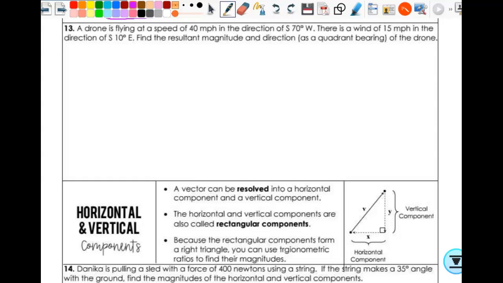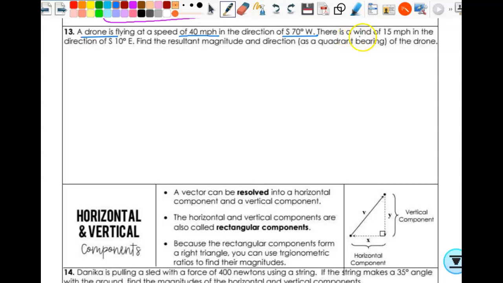A drone is flying at a speed of 40 miles per hour in the direction of south 70 degrees west. There is a wind of 15 miles per hour in the direction of south 10 degrees east. Okay, so find the resultant magnitude and direction as a quadrant bearing of the drone. All right, so we're going to start here. We're going to go south 70 degrees west. So this right here is 70 degrees.